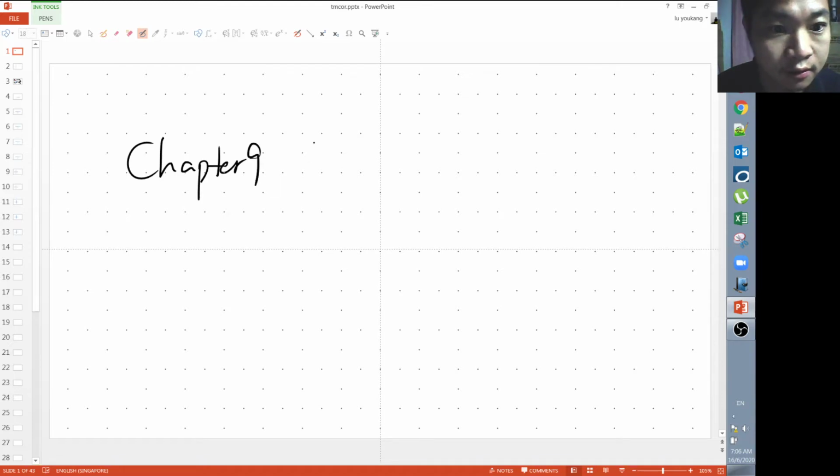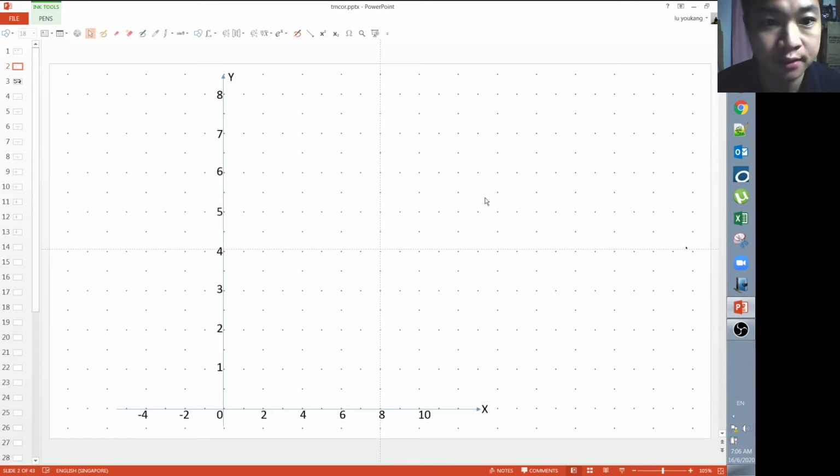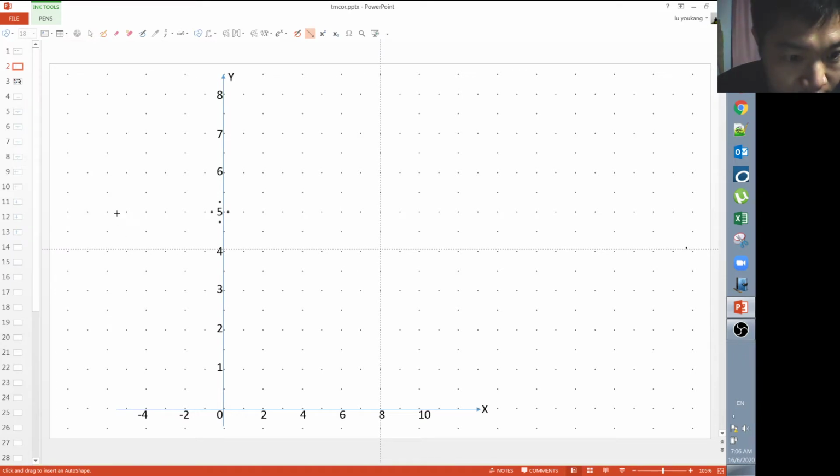Chapter 9, coordinate geometry, right? So today I'm going to talk about the second part of coordinate geometry. So let me move to the next slide and kickstart our lesson. Okay, over here, I already have my x and y axis, and they are both labeled, right? So today we are going to look at straight lines, right? So let's start off with a straight line.